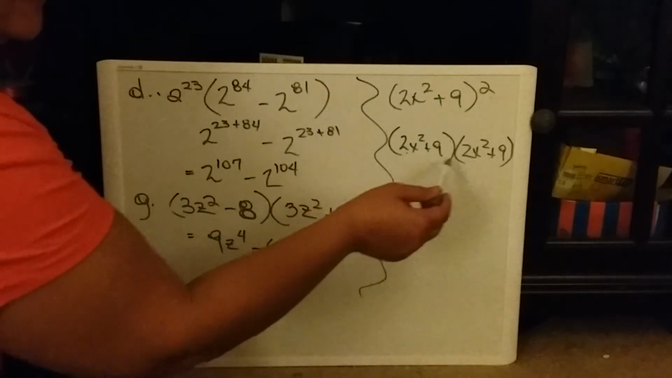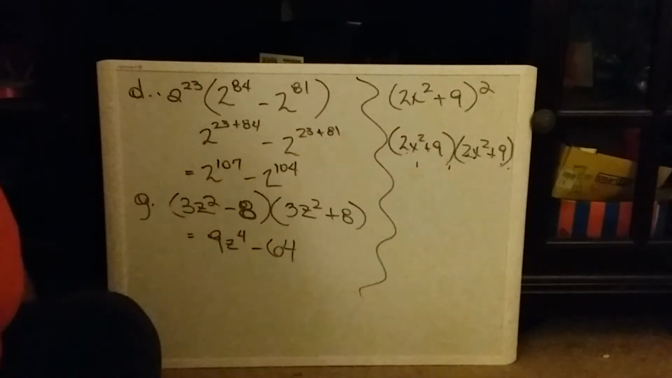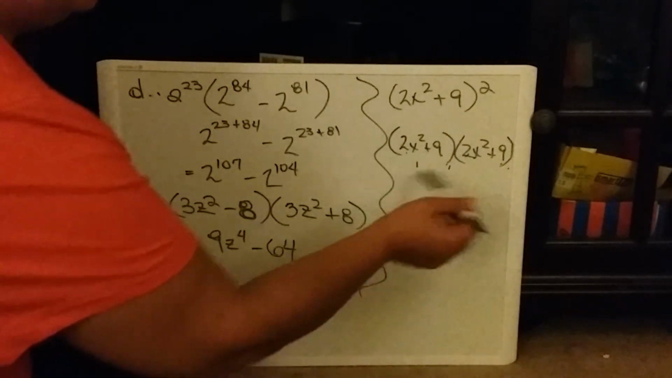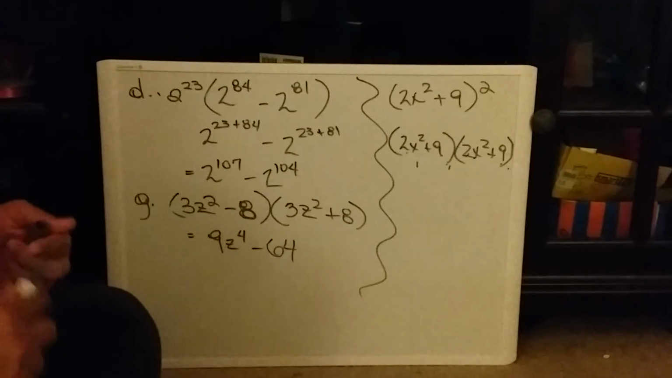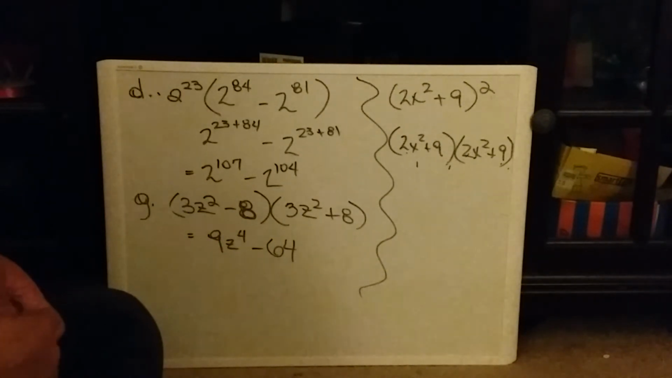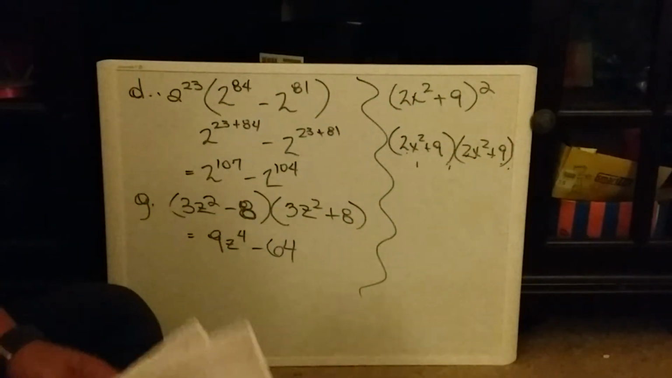FOIL method: first terms, inner terms, outer terms, last terms. I don't know why, I always spell FOIL, but if you want to do FOIL, it is outer terms, inner terms, but I always do it backwards, so up to you. Addition is associative and commutative, so it doesn't matter which way you do it, it's still right. Multiplication is the same way. So you can do it out of order and it'll still be okay.